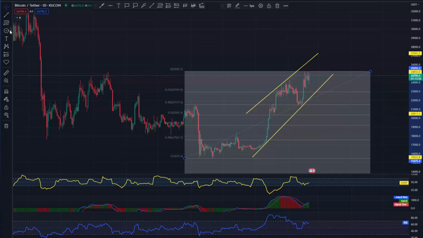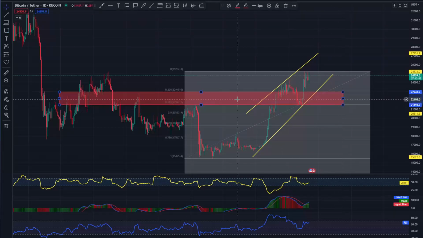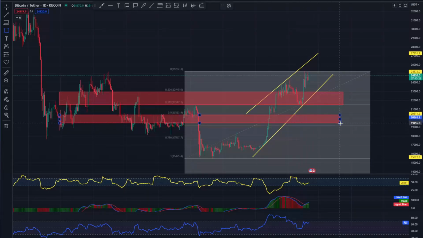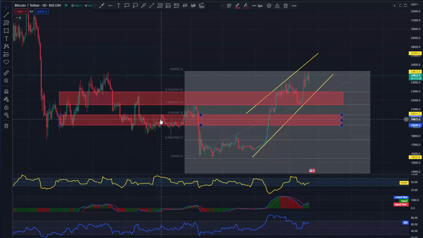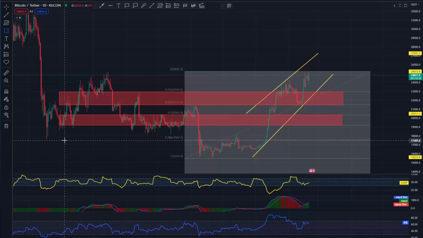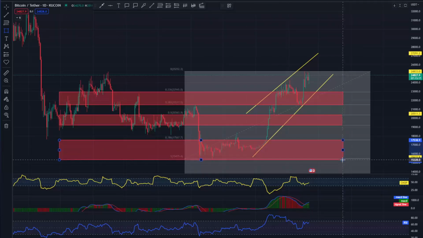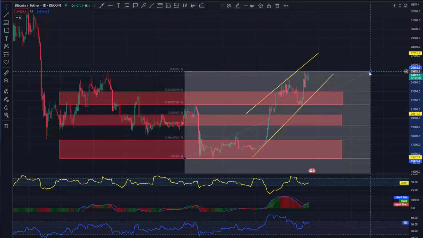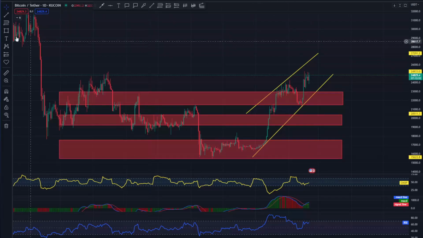And here in the first place it is worth marking the support zone from $22,946 to $21,494. Then we have the second support zone from $20,364 to $19,209. And the third very strong zone from $17,539 to $15,451.